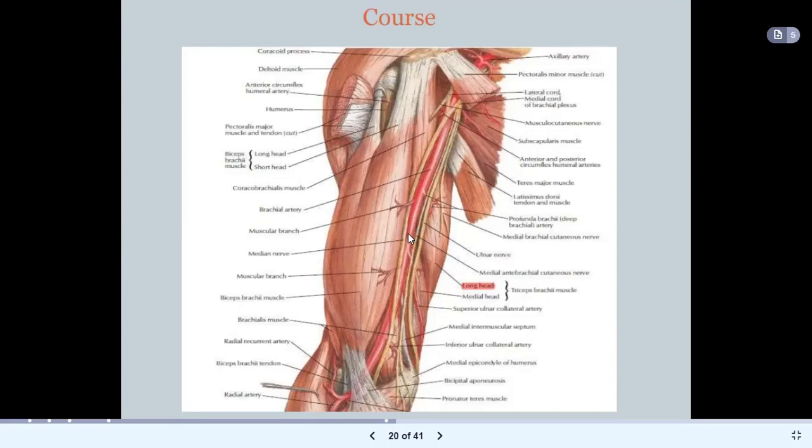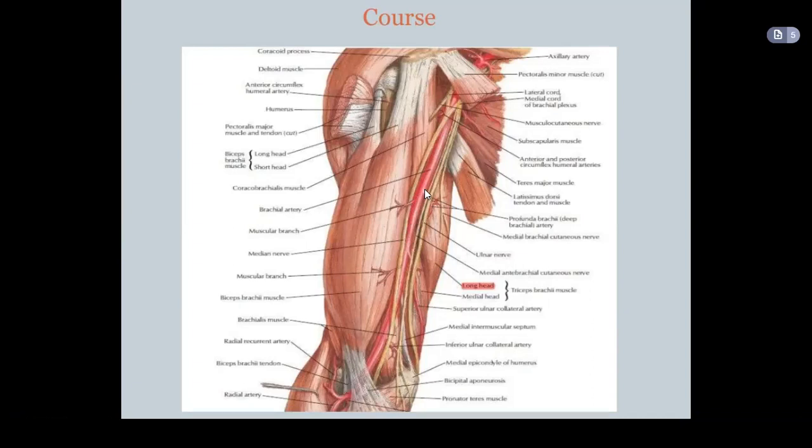And then your radial nerve also will run posterior, below this, behind this artery, so that you will not be able to see it. That is why it is posterior to the brachial artery.